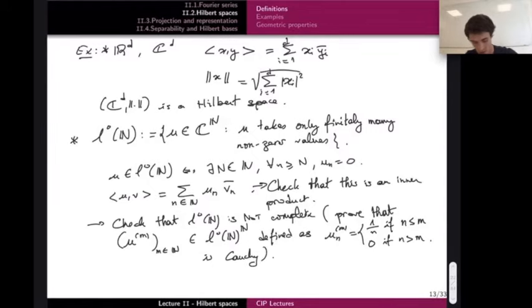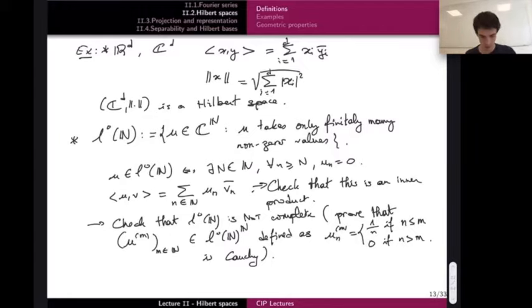a Cauchy sequence, but in fact you can also see that the limit is not in L0 of N, because as m becomes larger, there are more and more terms which are non-zero, and in the end it's no longer in L0 of N.